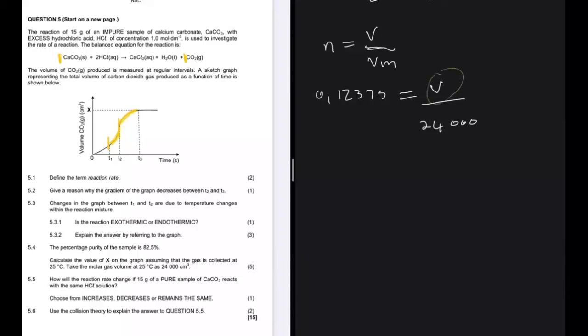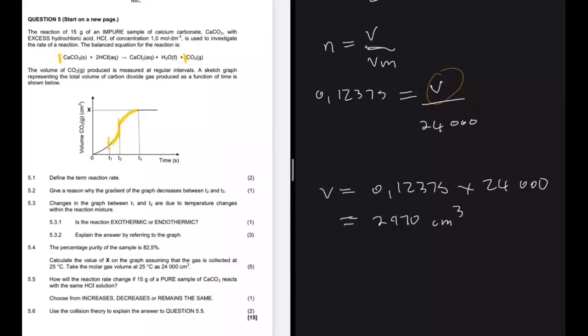So we're going to get V equals 0.12375 multiplied by 24,000. Let me put that in my calculator real quick and see what I get. Multiplied by 24,000, that is giving me 2,970 centimeter cube. So the value of X for our equation is 2,970 centimeter cube.